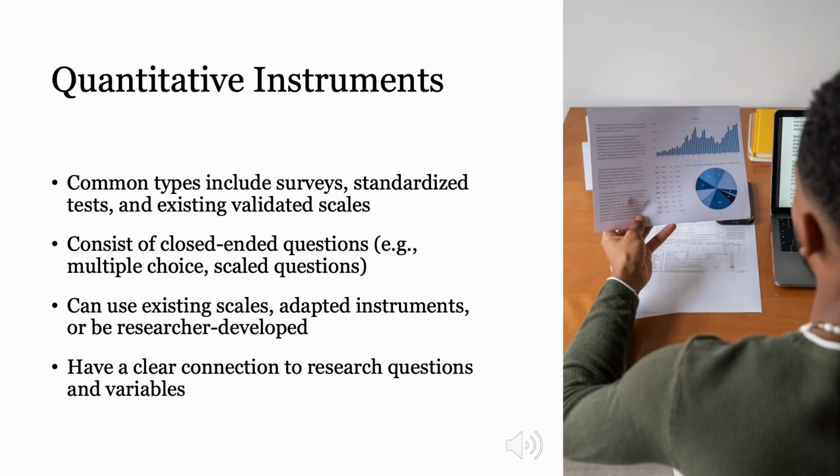In quantitative studies, instruments are usually surveys, standardized tests, or existing scales. These are developed using closed-ended questions such as multiple choice or Likert scales. And remember, the correct pronunciation is Likert, not Likert. Quantitative instruments measure your study's variables. The instrument might be something you adopt from another researcher, adapt from an existing tool, or create yourself. No matter which option you choose, you need to clearly show how your instrument connects to the variables in your study and to your research questions.